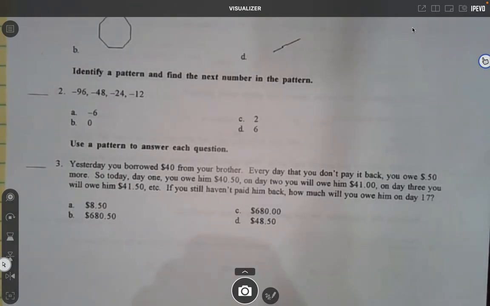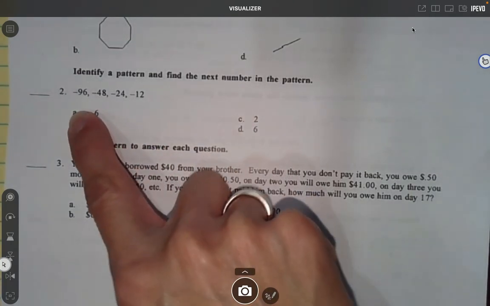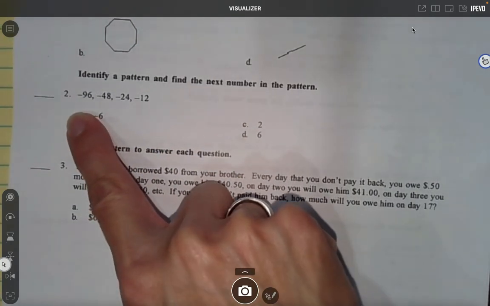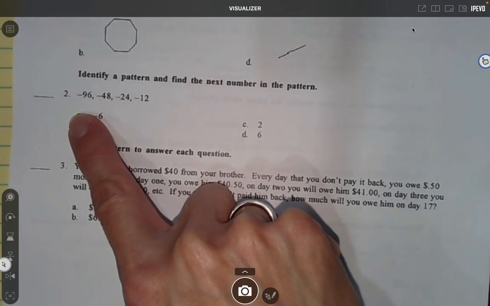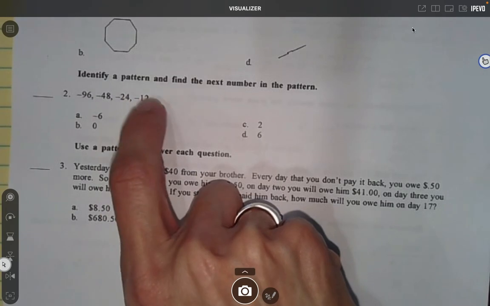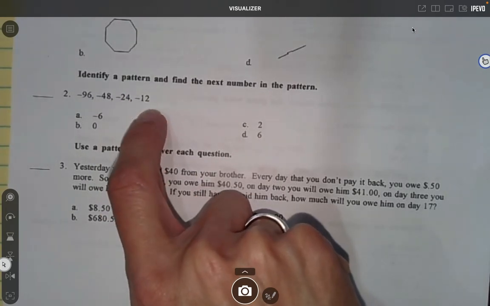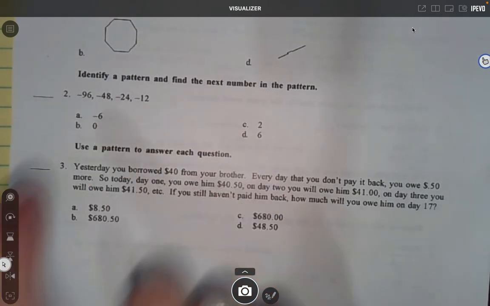Okay, so you want to see, are you dividing by something? Are you adding something? Are you subtracting something? Like, how are you getting from one number to the next? That's what I'd do: take out my calculator and try it. If I divide by 2, it looks like I keep getting the next number, right? So what's negative 12 divided by 2? Negative 6. So your answer is A.